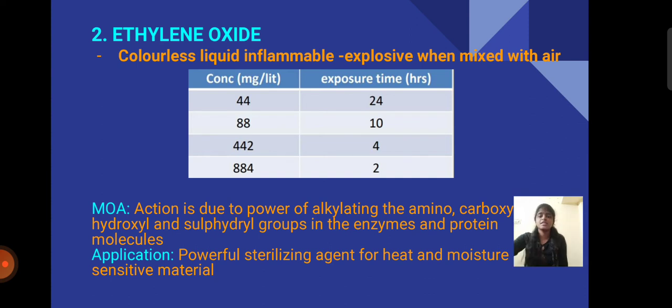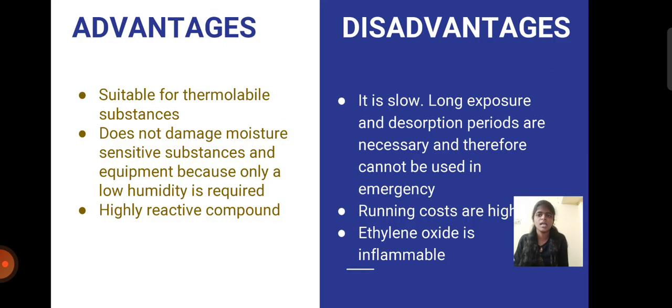Now let's discuss the advantages and the disadvantages. Coming to the advantages, it is suitable for thermolabile substances and does not damage moisture sensitive substances and equipment, because only low humidity is required. It is also used for pre-packed articles because of the high penetrating power of ethylene oxide, and it is a highly reactive compound. Coming to the disadvantages, it is a slow, long process, desorption periods are necessary, and it cannot be used during an emergency. The running costs are high, and also ethylene oxide is flammable.